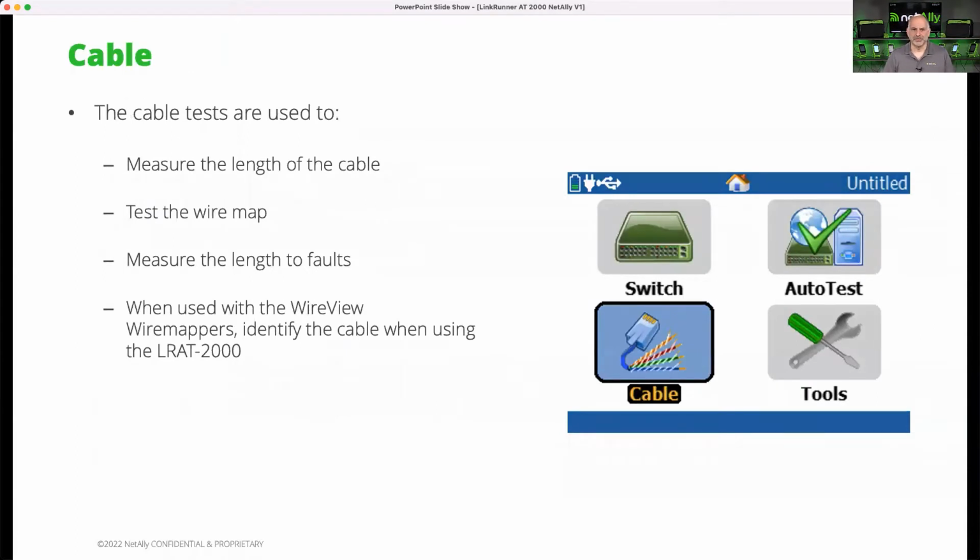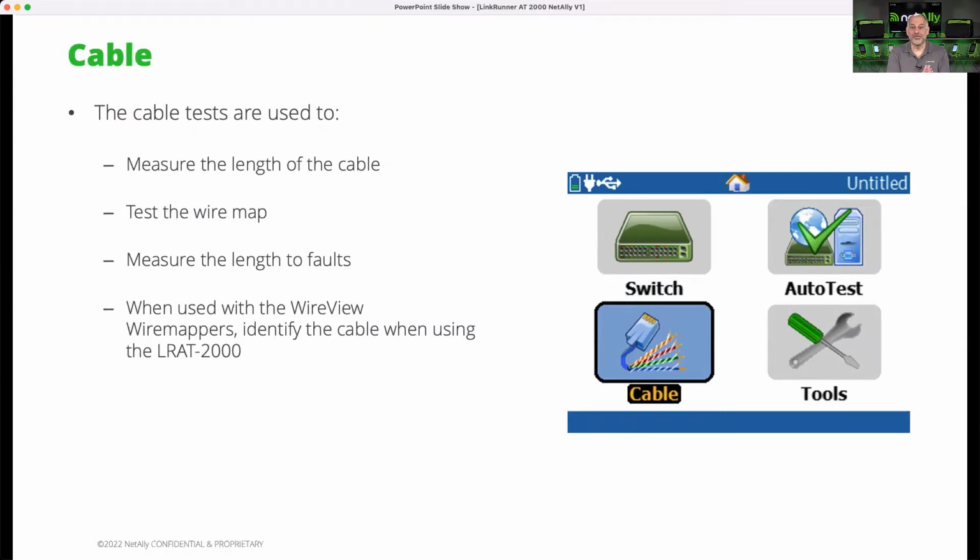Our cable test. Being able to verify and validate that the cable is working as it should is important. What this does is allow us to do a wire map of the cable. It'll measure the length of the cable, test the wire map, and give us the length to faults. So if there's a broken conductor along the way, it'll tell us where that is. And we can use wire view adapters at the far end, and I'll show you those when we start testing our cable, but these are available.